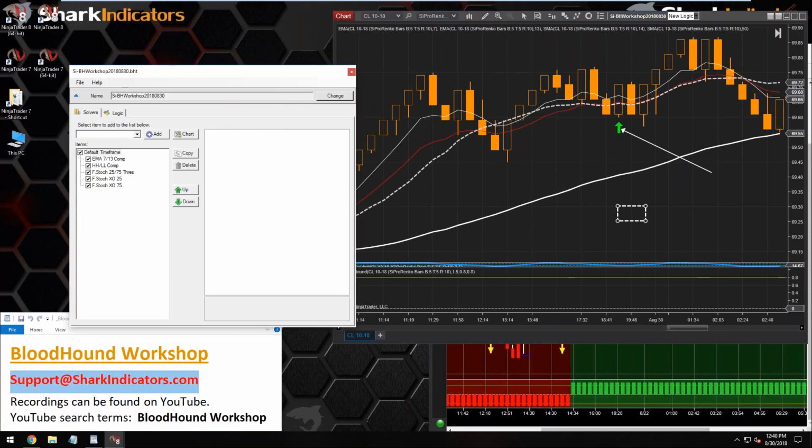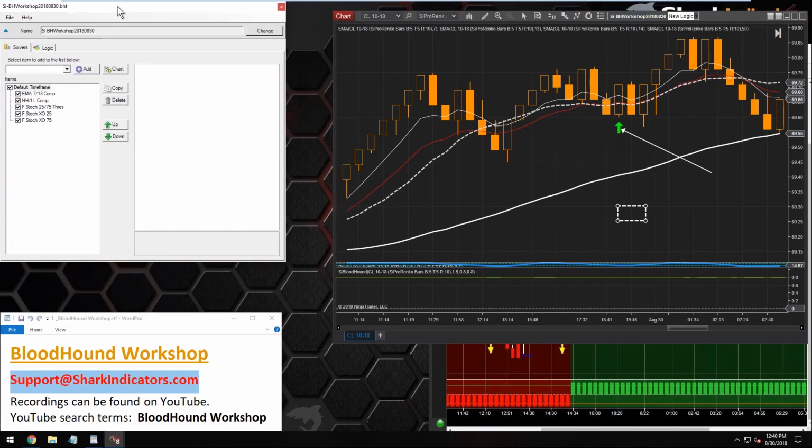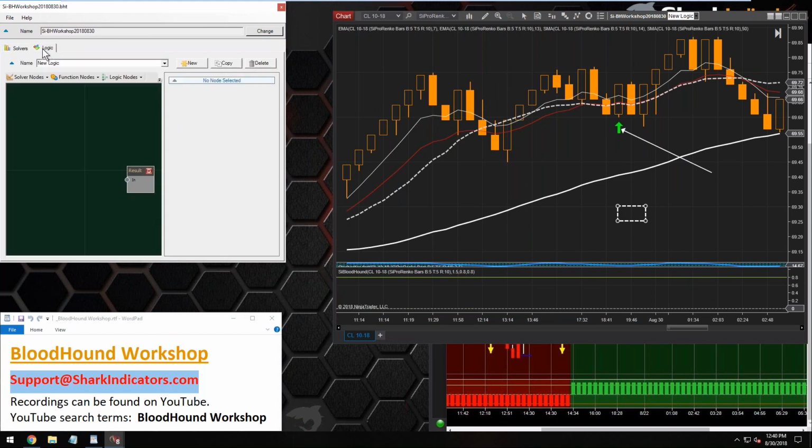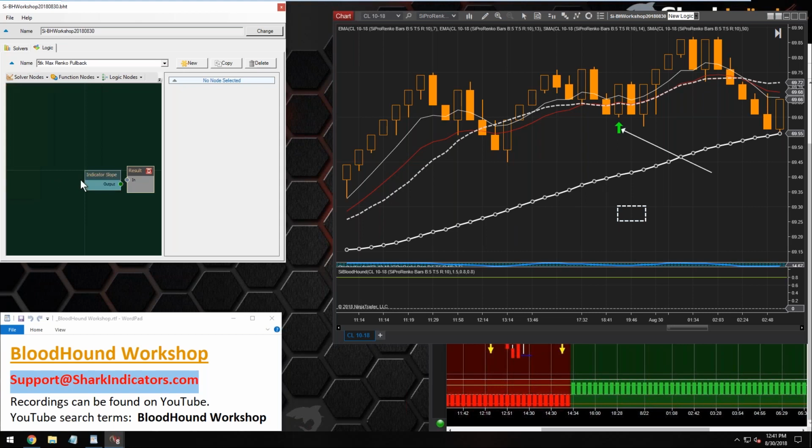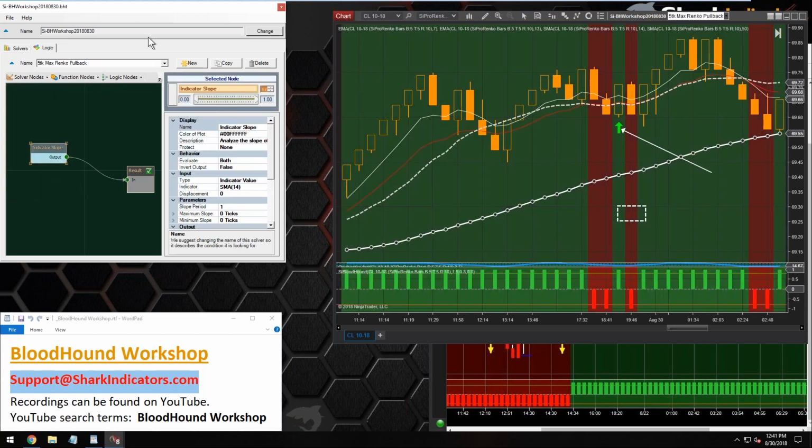Okay, so let's get BloodHound back open and go over to our logic tab here. Let's see, what should I call this? 5-tick max Renko pullback, something like that. All right, so let's take care of the trend filter here, which is just looking at the slope of the slower moving average. That's an easier thing to do. So we're just going to grab a slope solver right here and connect that in.